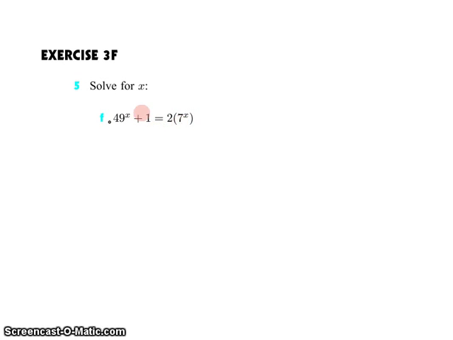I see a 7 to the x and I see a 49 to the x, and I see that 7 is related to 49 because 49 is 7 squared. Let's start there. All right, now I have a 7^x and I have a 7 squared to the x. But as we saw before, 7 squared to the x is the same as 7 to the x squared. You can swap them because you can do multiplication in any order.